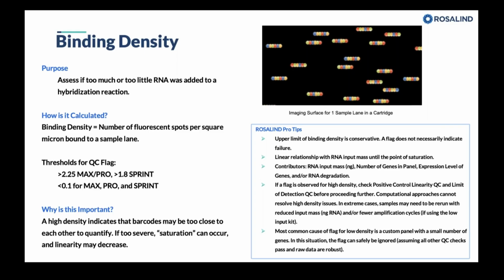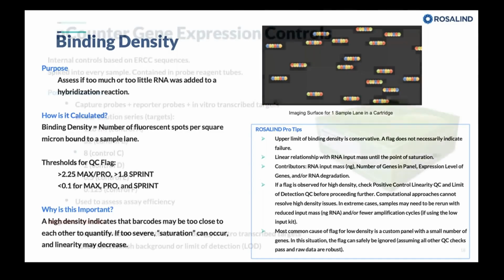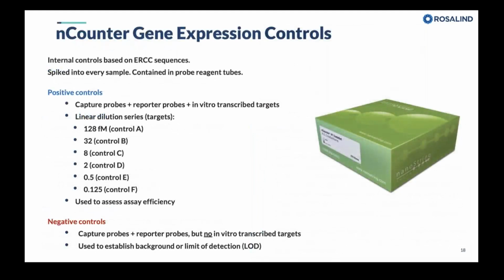Okay, so let me continue on here and let's talk about the controls. If you're familiar with nCounter technology, there are a series of positive and negative controls that are spiked into every sample. And these are really great. This is a wonderful feature about the technology, having these internal controls. You might not see these in other types of gene expression that you're working with. So the value of these internal positive and negative controls is immense, especially in quality control.